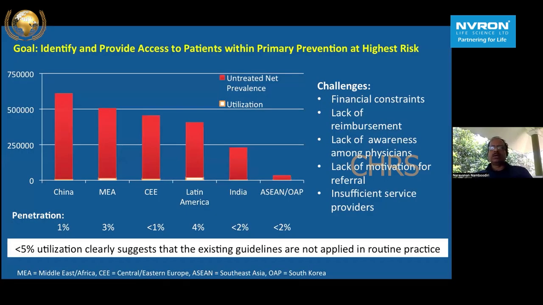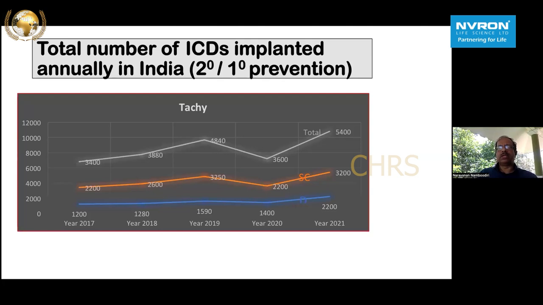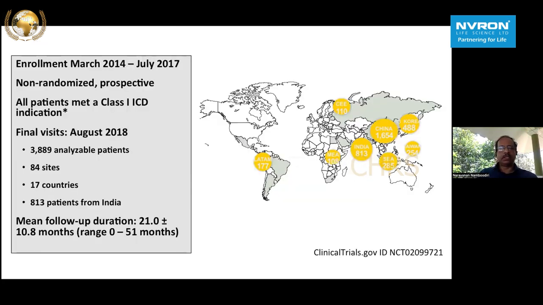In India, there are many challenges: financial constraints, lack of reimbursement, lack of awareness amongst physicians, lack of infrastructure for referral, and insufficient service providers. The penetration is less than 3%, 2 to 3%. Of the 10 million deaths, if 10% are sudden cardiac deaths occurring in conditions that are guideline indications for primary prevention, that is at least 1 lakh deaths. If you calculate, that is 5,400 overall ICDs, and the penetration is less than 3%. So overall, less than 5% of those who qualify get an ICD for this indication.